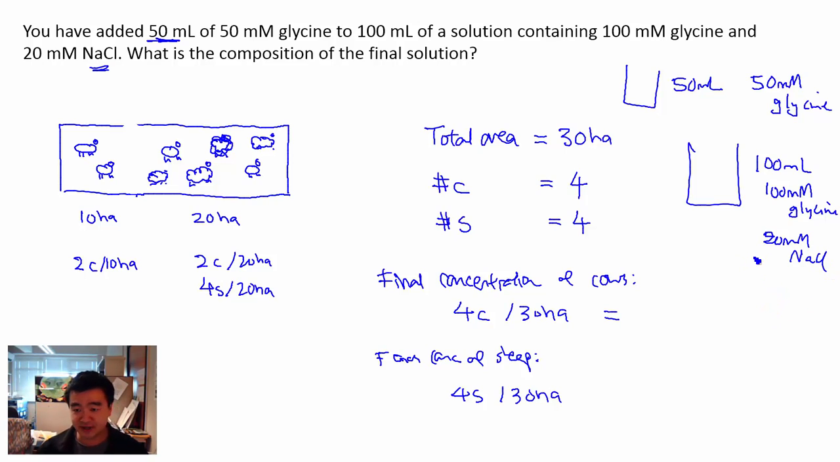Okay, so the first thing you need to do here is to convert all these millimolars into an actual number, into the actual number of glycine molecules. So it could be 25 micromoles or something in the 50 mils. And once you have these micromoles, you can add them together and find out how many sheep and how many cows you have in your combined paddock, and then divide by the final paddock area to get to your answer.